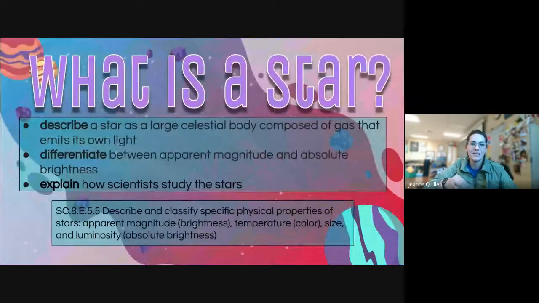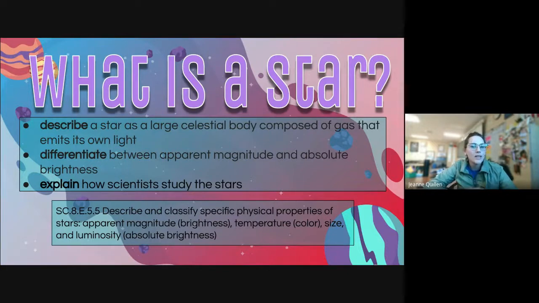So the lesson for today is on stars. This is the very first day of my Unit 7, the universe. And so our standard here is to be able to describe and classify specific physical properties of stars: apparent magnitude or brightness, the temperature, how that relates to color, the size and luminosity of the star.